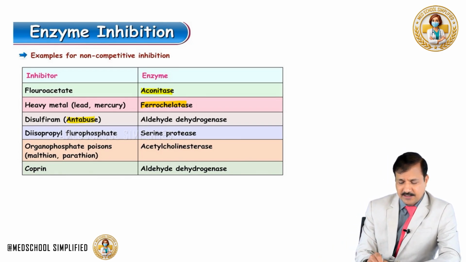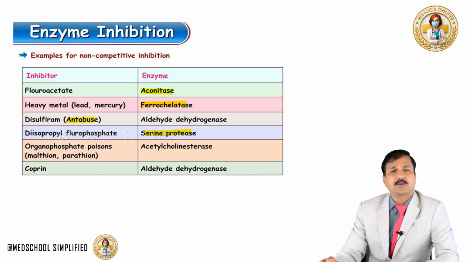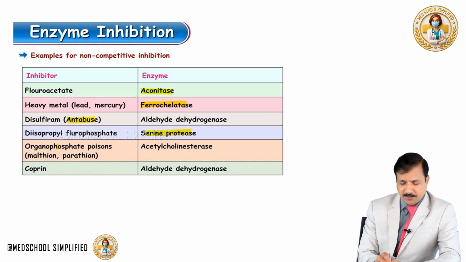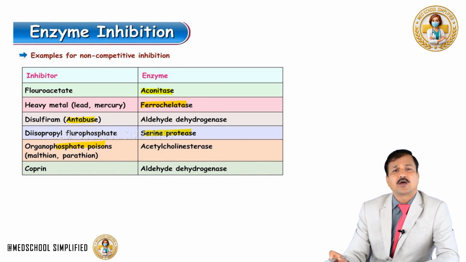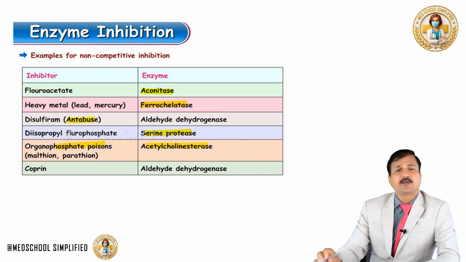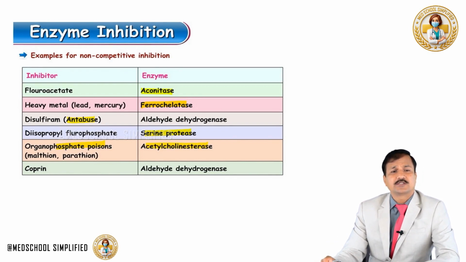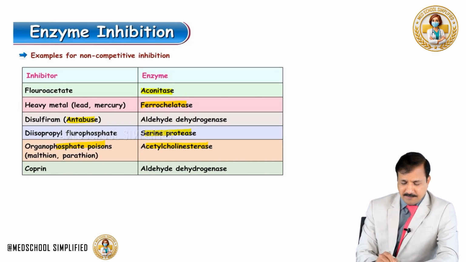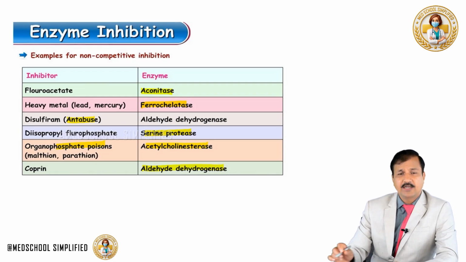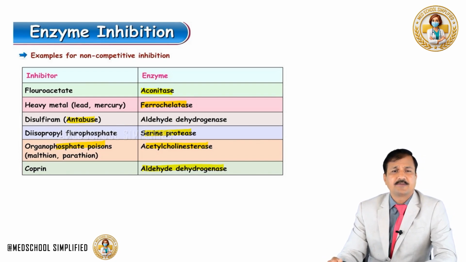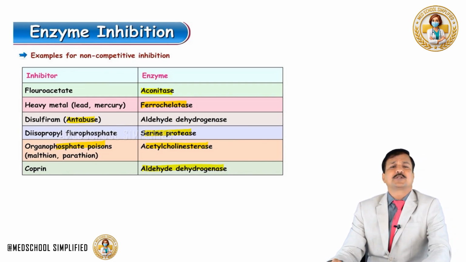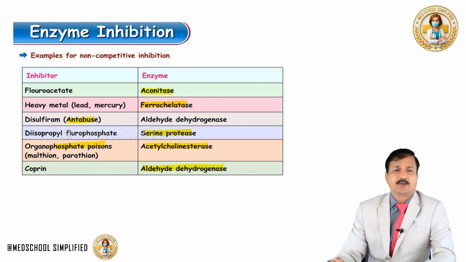Diisopropyl fluorophosphate inhibits serine proteases. Organophosphate poisons like malathion and parathion are non-competitive inhibitors of acetylcholinesterase. Thereby, acetylcholine levels will be elevated in the neuronal junction, increasing the parasympathetic effects. Coprine is an inhibitor of the aldehyde dehydrogenase enzyme. So these are some of the examples of non-competitive inhibitors.